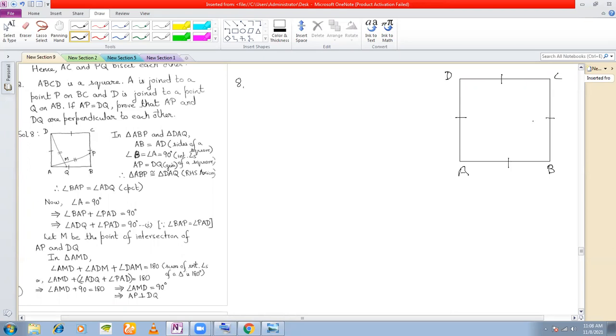A is joined to a point P on BC. So let us take a point P here on BC and join them. And D is joined to a point Q on AB. Let's take a point Q on AB. Let's take it, say here. You can take anywhere you want. Take a point Q here and let's join this. We have joined these two.